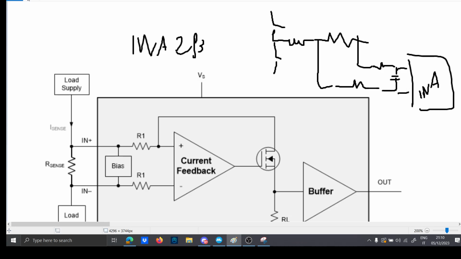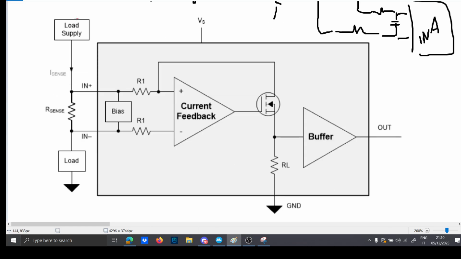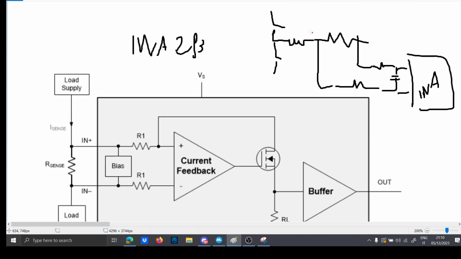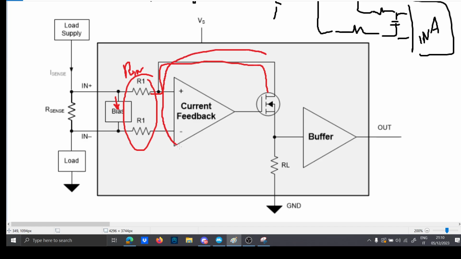Now, as you can see, the INA is made with this structure here. First, you have the load supply, which in our case is the buck converter. Then you have the circuitry for the bias, and you have these two resistors here, which I will explain later what these resistors will be used for. Let's call them Rin. These are important. And then basically you have this MOSFET here, and all this circuit acts like a current to voltage converter.